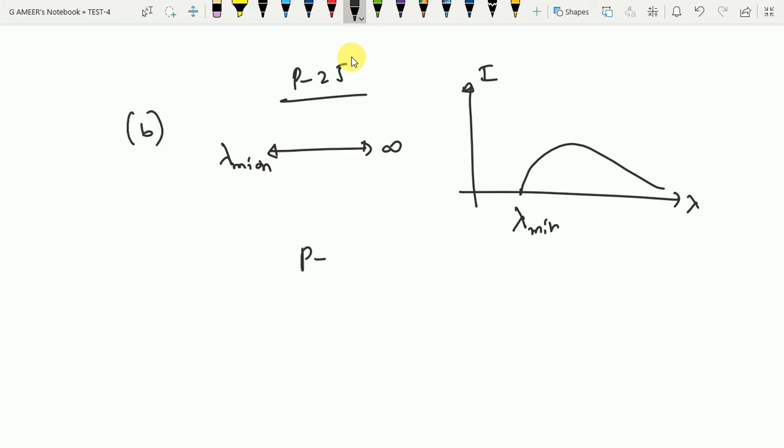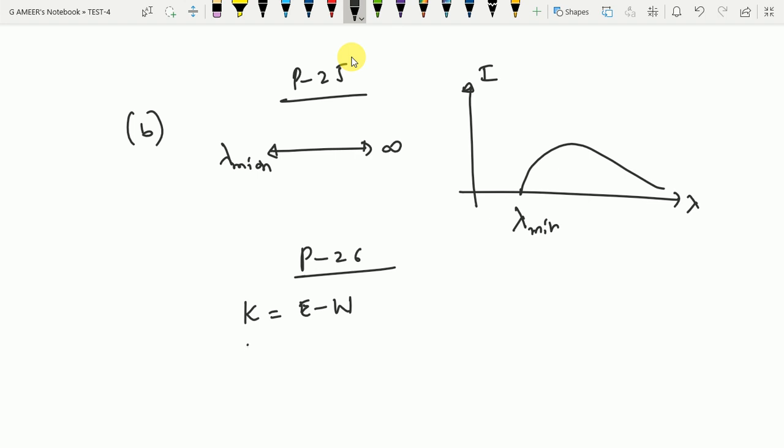Go for P26. The P26 problem is as follows. Two radiations of photons of energies 1 electron volt and 2.5 electron volts successively illuminate a photosensitive metal surface of work function 0.5. The ratio of the maximum speeds. Again they are asking about speeds, so kinetic energies, that is E minus work function.